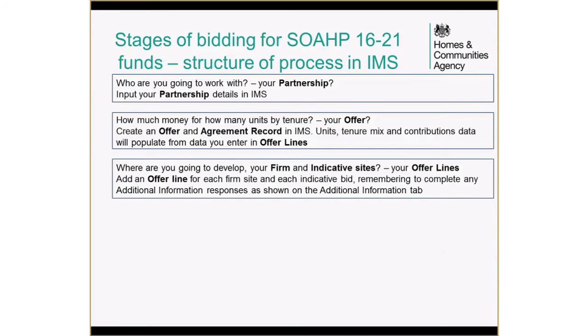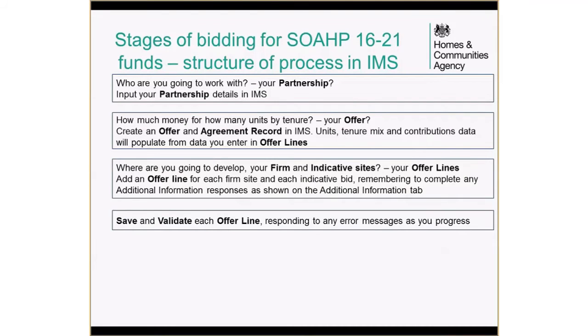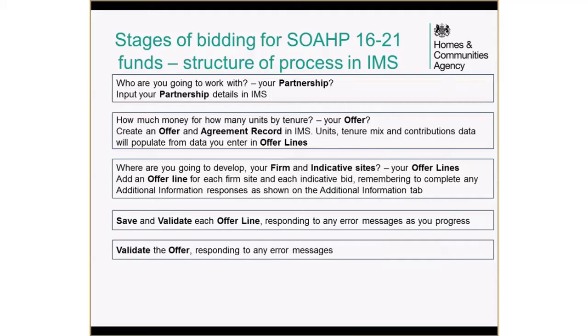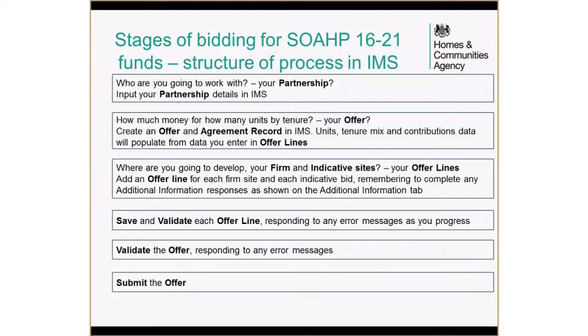Then, where are you going to develop? So that is your firm and your indicative sites, and they form your offer lines. So you would add an offer line for each firm site and each indicative bid, remembering to complete any additional information responses as shown on the Additional Information tab, and that's new for 1621. You would then save and validate each offer line, responding to any error messages as you progress. You would then move to validate the offer, again responding to any error messages, and finally you would submit that offer to HCA.